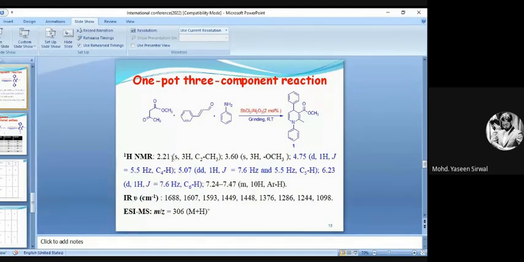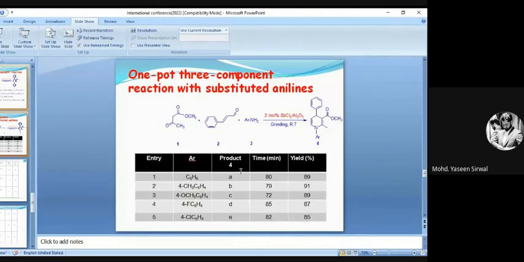This proton NMR spectrum clearly shows a distinct peak of doublet and doublet for this 5H proton, which clearly indicates that the condensation has been carried out, and this marks the formation of this product, 1,4-dihydropyridines.